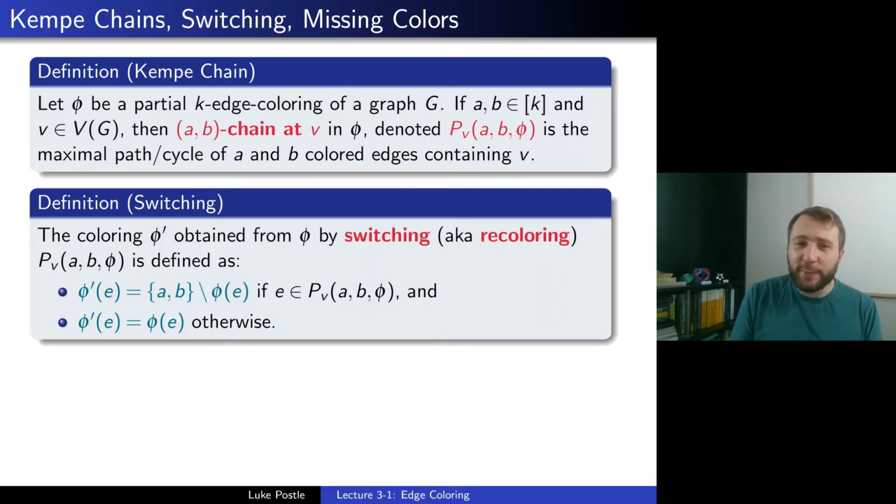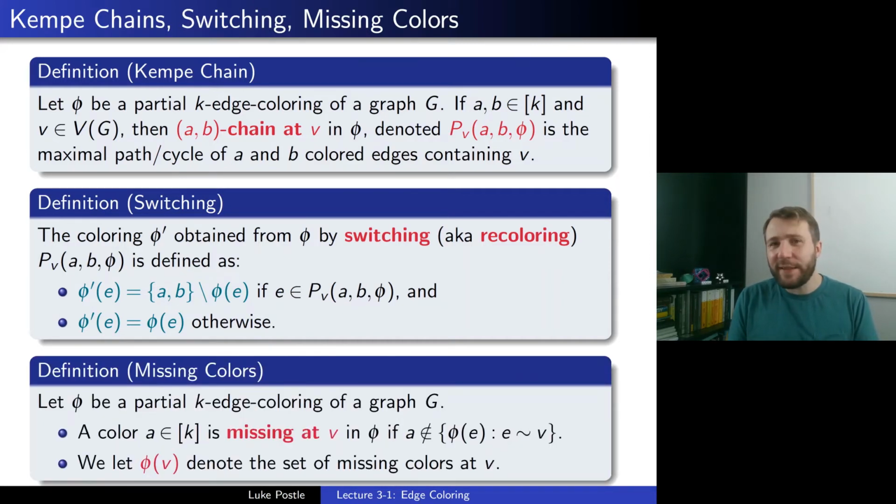well, we'll let phi prime of e be {A, B} minus phi of e, so you just switch the colors A and B on that path, if e is in the path, and let phi prime of e equal phi of e otherwise. So that's switching. It's something you can nicely do. You can even do this in vertex coloring. These components won't be paths anymore, but you could switch the colors between A and B. But this works particularly nicely on paths because it keeps them being paths or cycles.